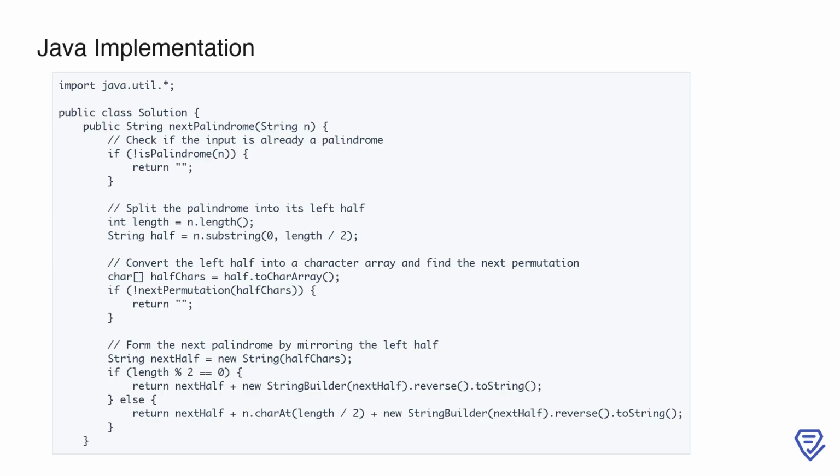Otherwise, we use the updated left half to construct the next palindrome by mirroring it. For even-length inputs, we simply append the reverse of the left half. For odd-length inputs, we also include the middle digit before appending the mirrored half.